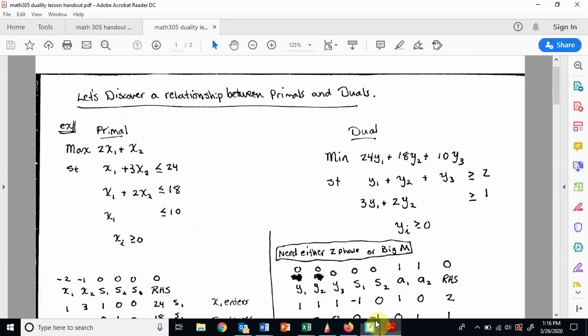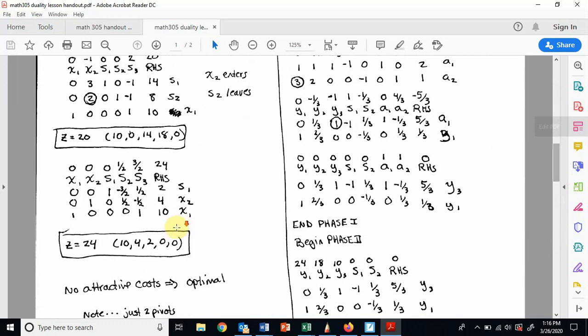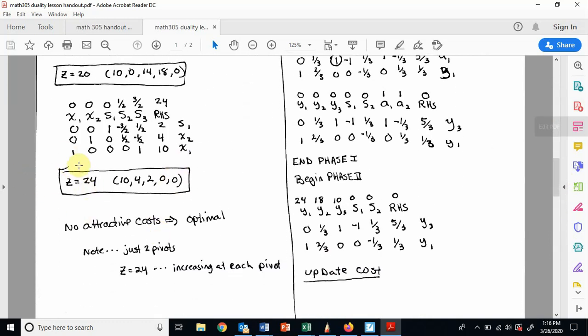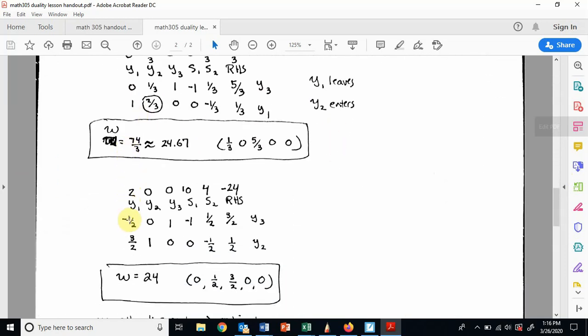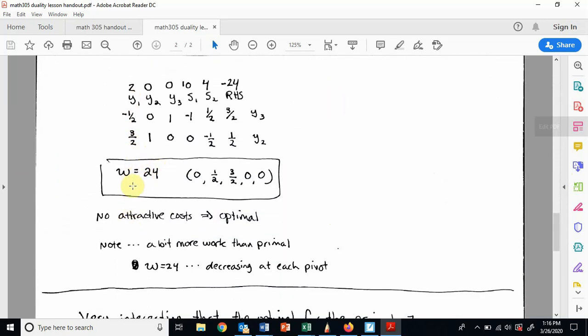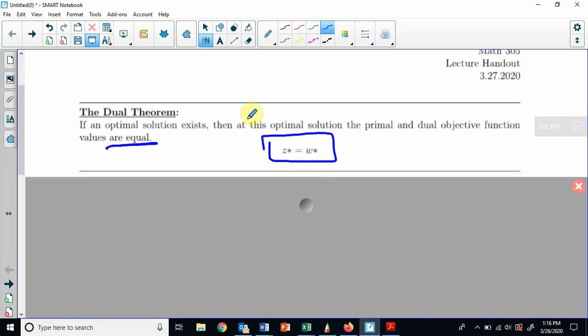If we go back and look at this example where we had solved them, the objective function value for the optimal primal was z equaled 24. For the optimal dual, once we hit the optimal, the objective function value was 24 as well. So that's the very first fact we get there. It's pretty awesome that if you do have an optimal, you'll know that if you find one or the other, you will know what the optimal objective function value is to both, because they will be equal. Okay, that is a powerful thing.